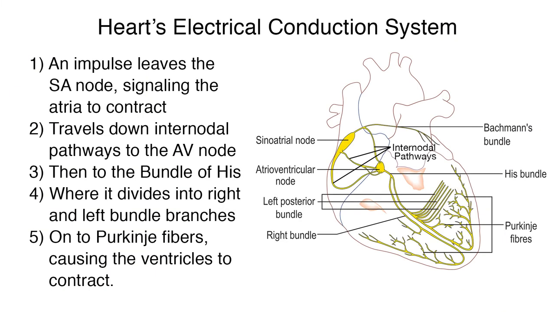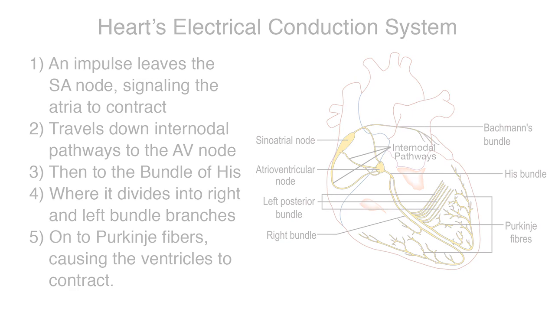Let's look at a quick review of the heart's electrical conduction system to understand how ventricular arrhythmias occur. In a normal heartbeat, an impulse leaves the SA node, the heart's natural pacemaker, signaling the atria to contract. It travels down the internodal pathways to the AV node, then to the bundle of His, where it divides into right and left bundle branches, and on to the Purkinje fibers, causing the ventricles to contract.